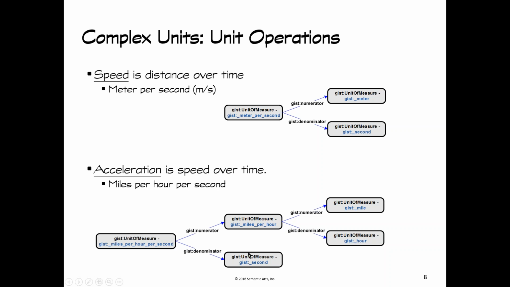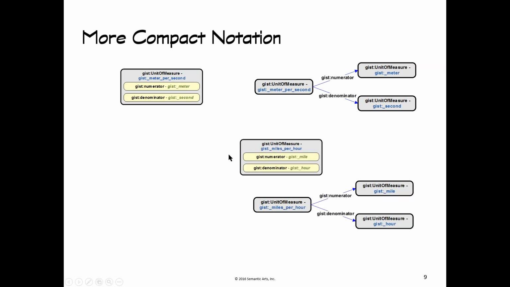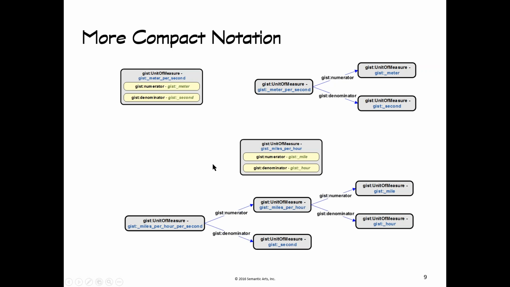So this is how many miles per hour you're going per second, how much you're increasing or decreasing your velocity, which is acceleration. Now here we have, in just our internal notation, a slightly more compact notation for this. So instead of spelling out the triples, looking at them as nodes and arcs, we have a more concise notation where we represent the values inside the unit there. So meter per second has numerator of meter and denominator of second. And this is the same example we just saw on the previous page in a slightly more compact notation.